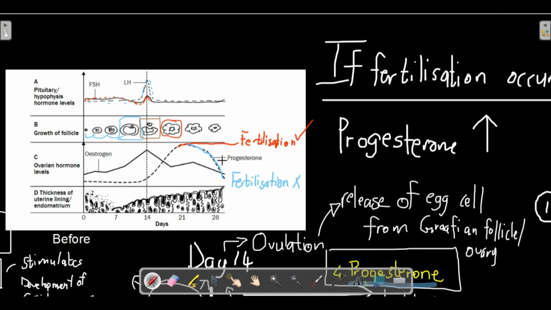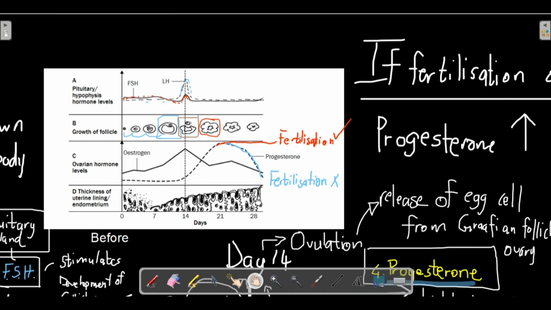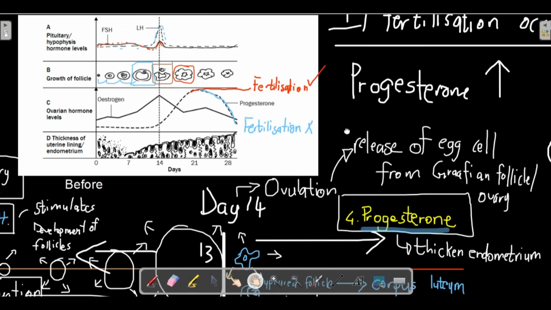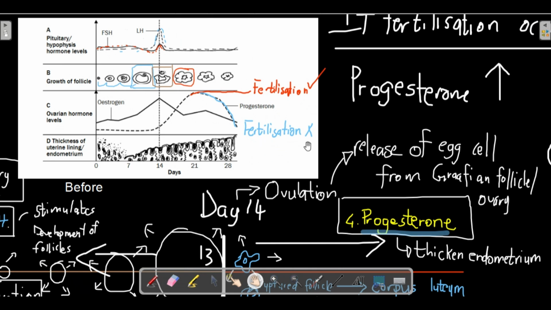Okay, so you need to be able to observe these graphs well. Progesterone will be the hormone that will tell you whether fertilization has occurred or not. You look at its levels after day 14, trace its levels. Are they continuing to rise or are they dropping? If they're continuing to rise, fertilization has occurred, and if they're dropping, fertilization has not occurred.